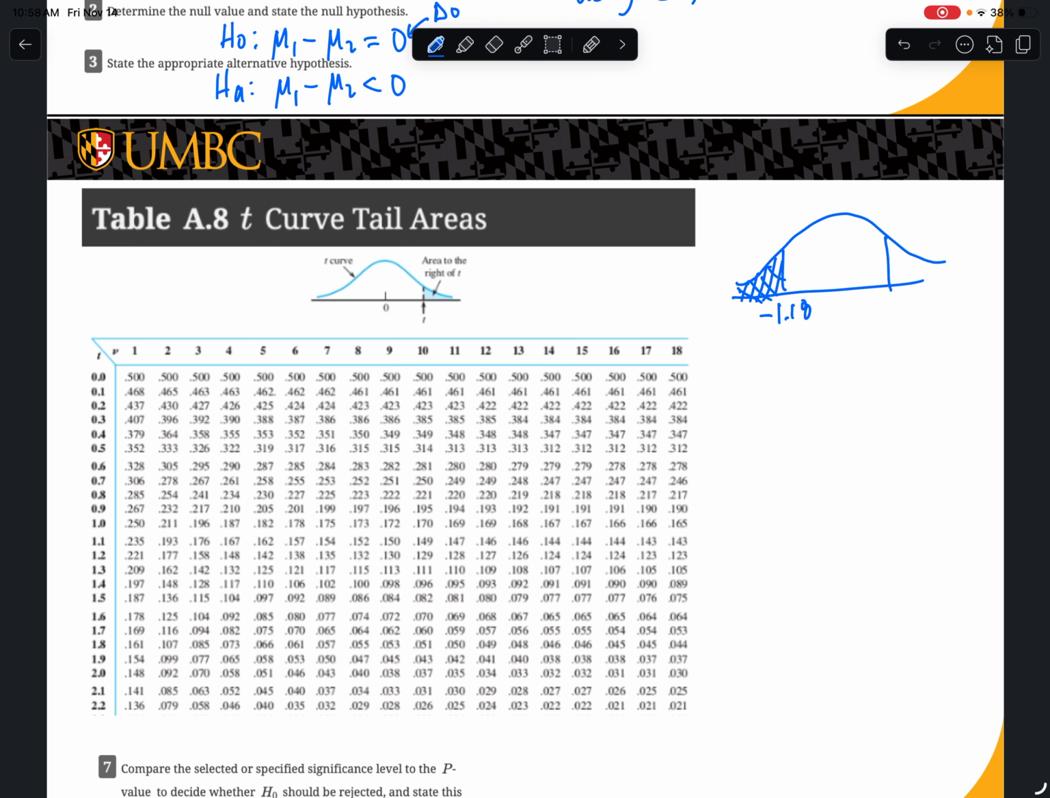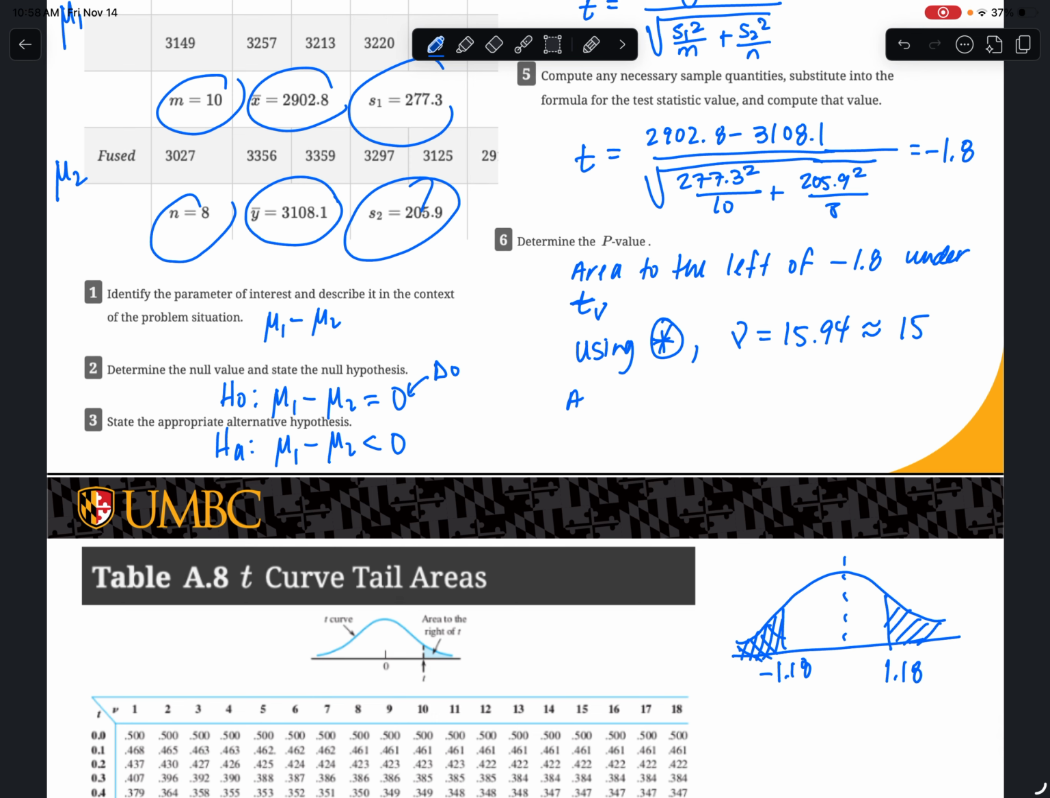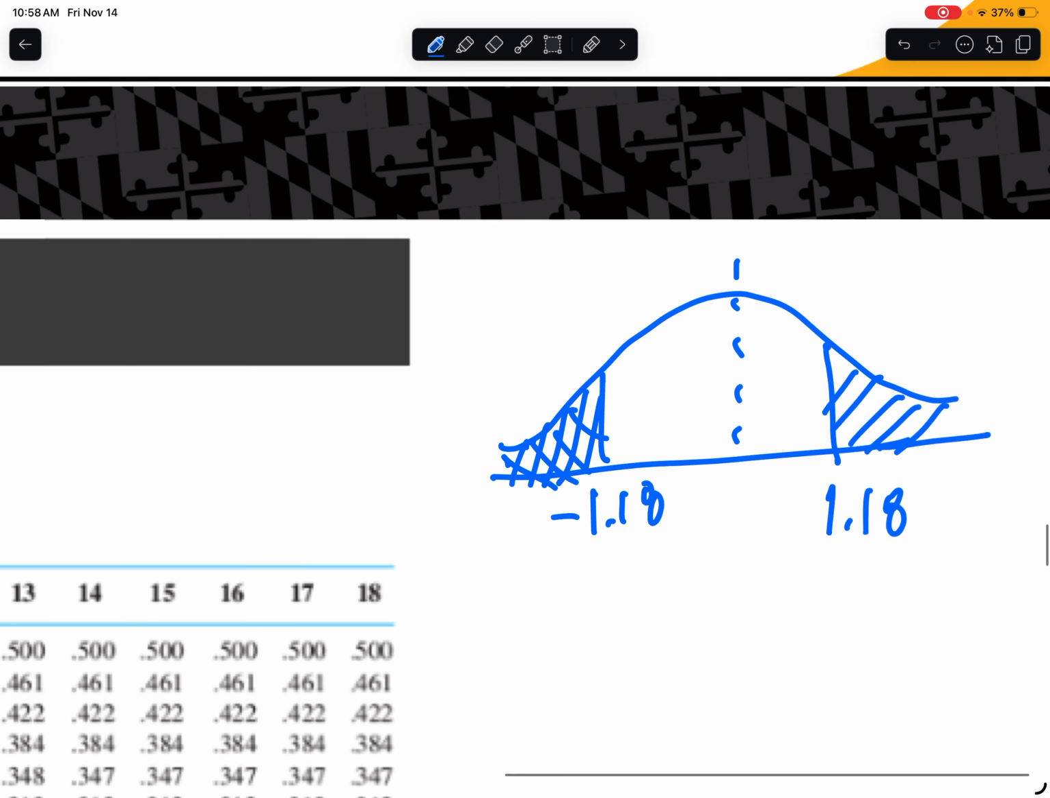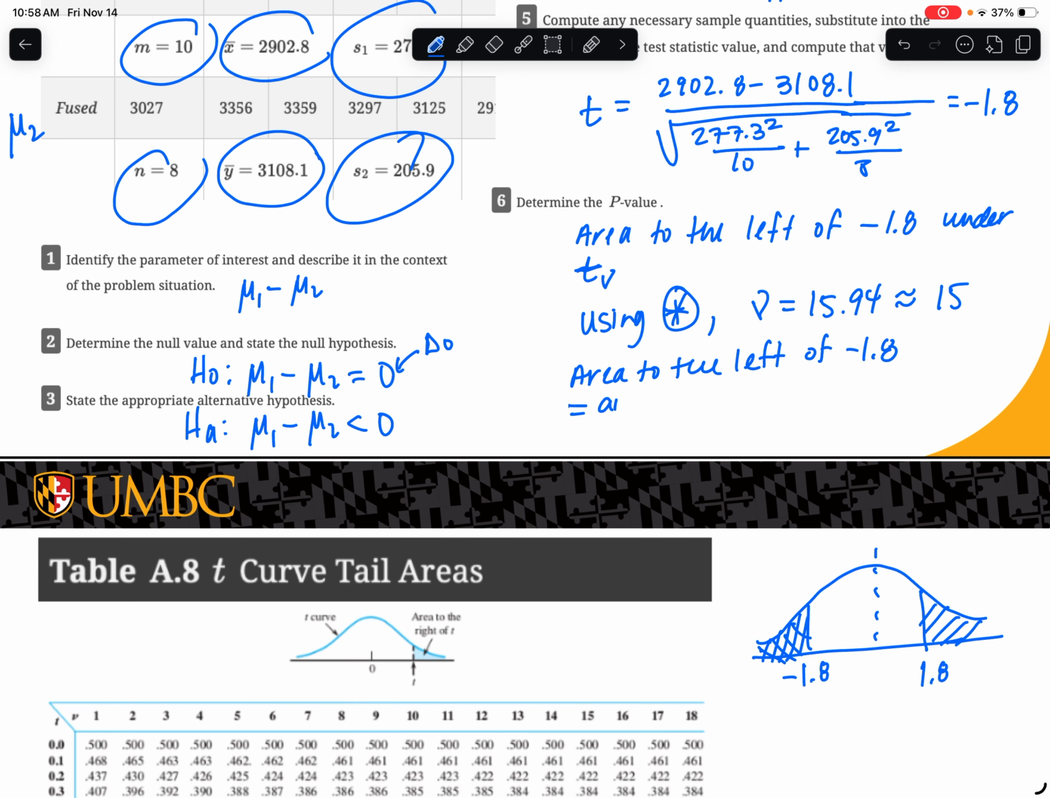Since you have right tail probabilities only in this table, you might just go to 1.8 and get this probability here. And that's going to be the same as what you're looking for on the other side. The area to the left of minus 1.8 equals the area to the right of 1.8.